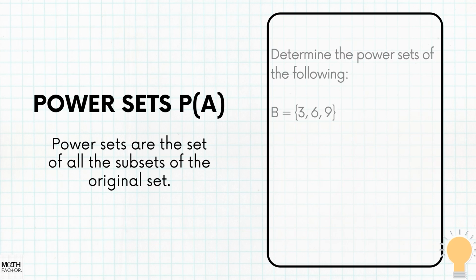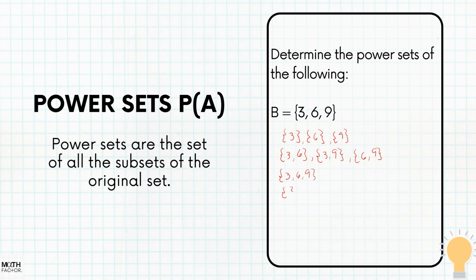Example, using set B with elements 3, 6, and 9. For subsets with one element, we have {3}, {6}, and {9}. For subsets with two elements, we have {3, 6}, {3, 9}, and {6, 9}. For subsets with three elements, we have {3, 6, 9}. And lastly, the empty set.